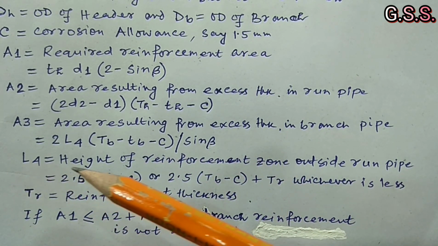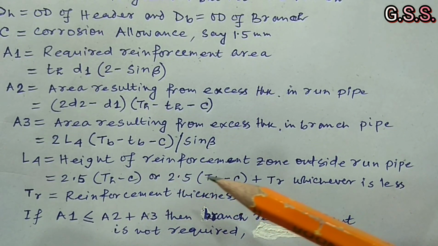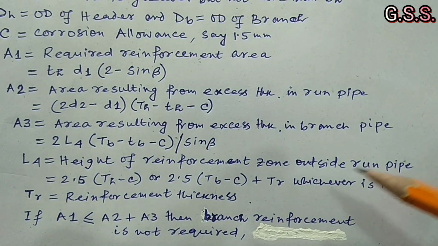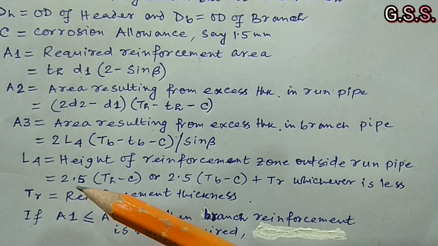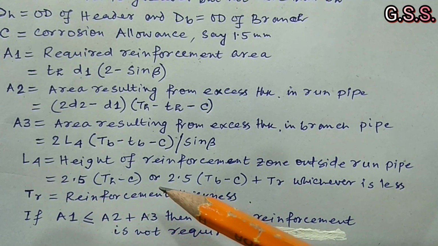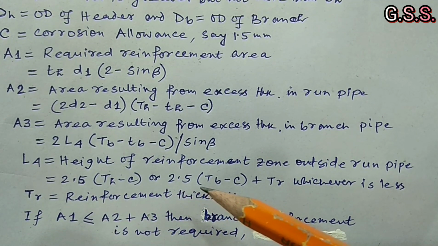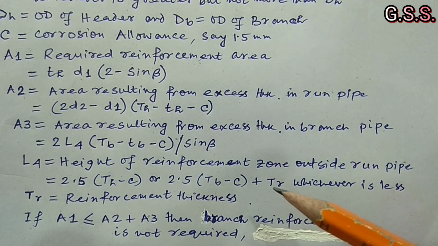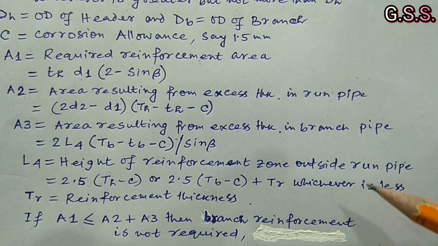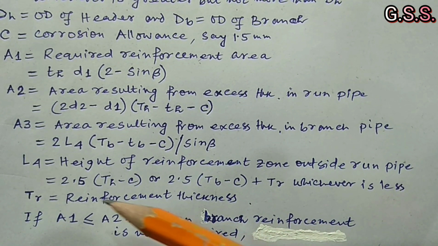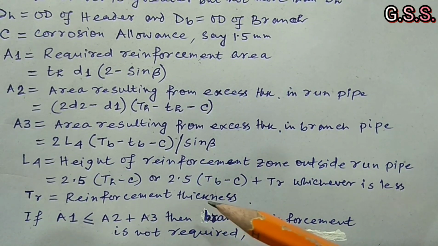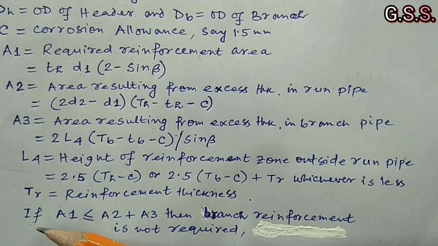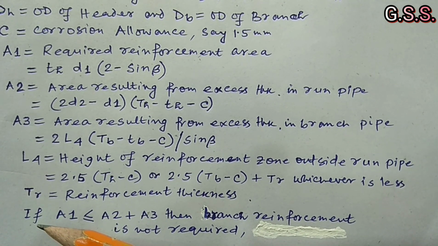Capital L4 is the height of the reinforcement zone outside the run pipe, equal to 2.5 into (capital TH minus C) or 2.5 into (capital TB minus C) plus TR, whichever is less. Capital TR is the reinforcement thickness, that means the thickness of the header pipe.